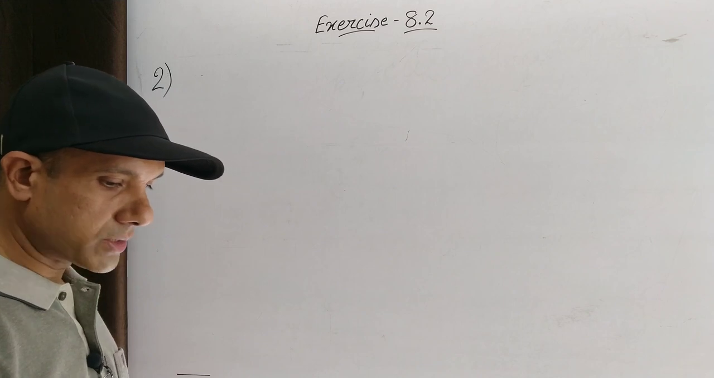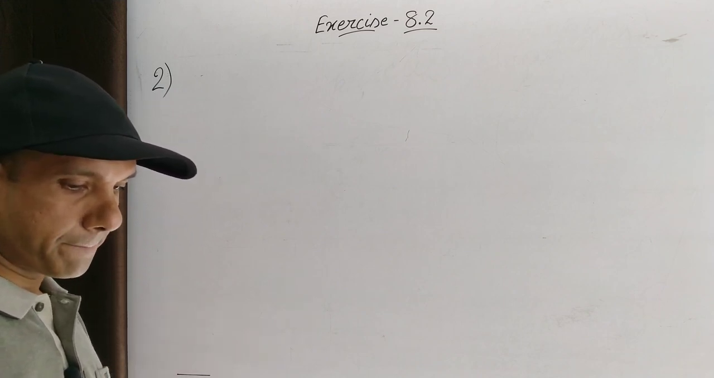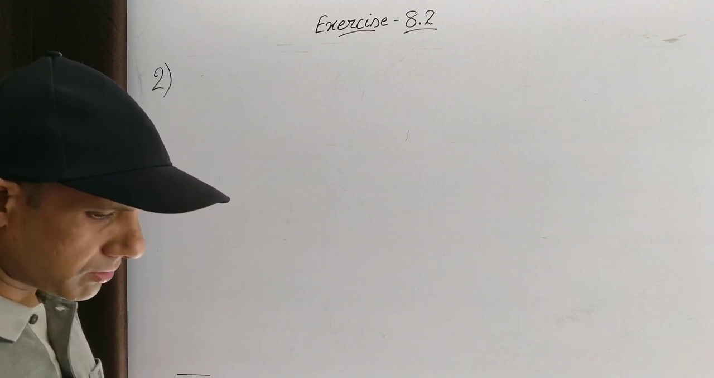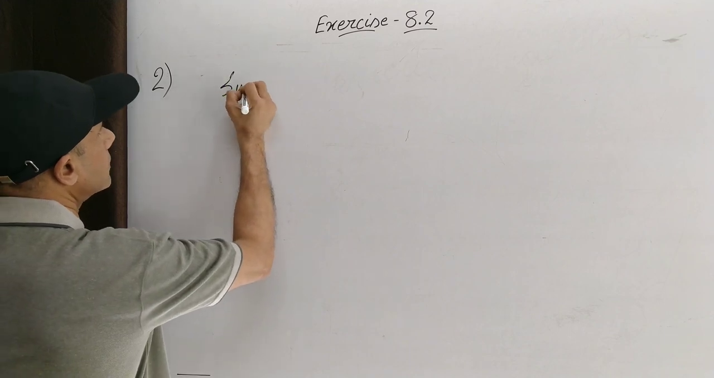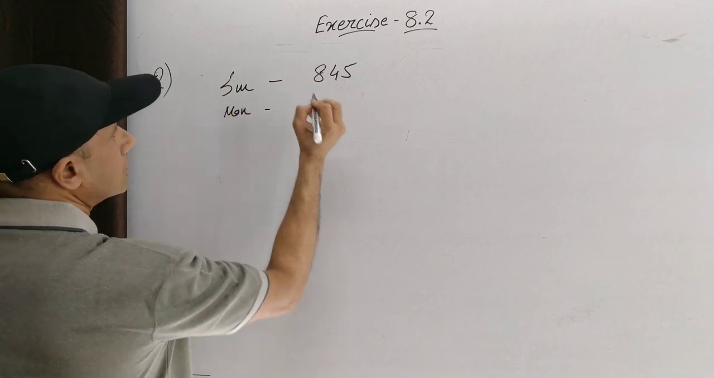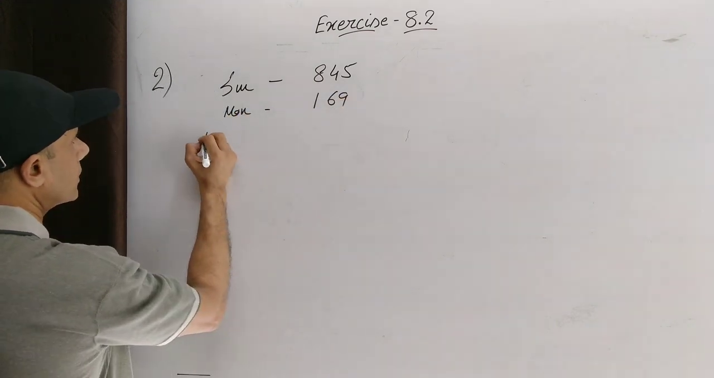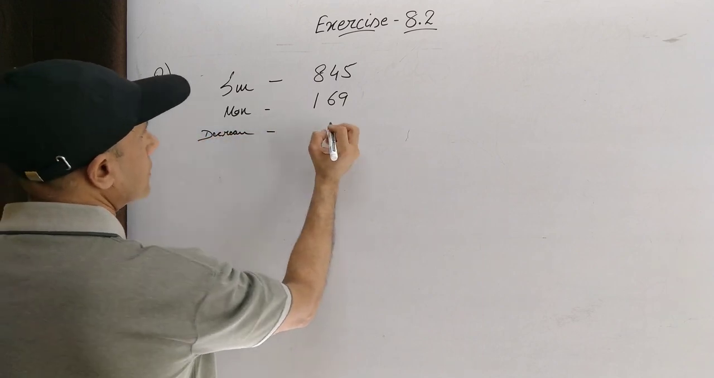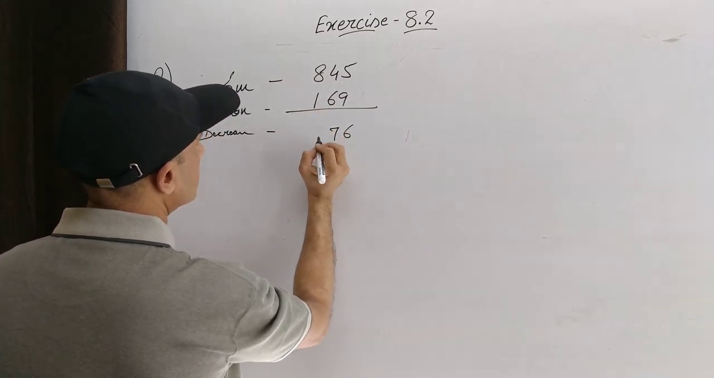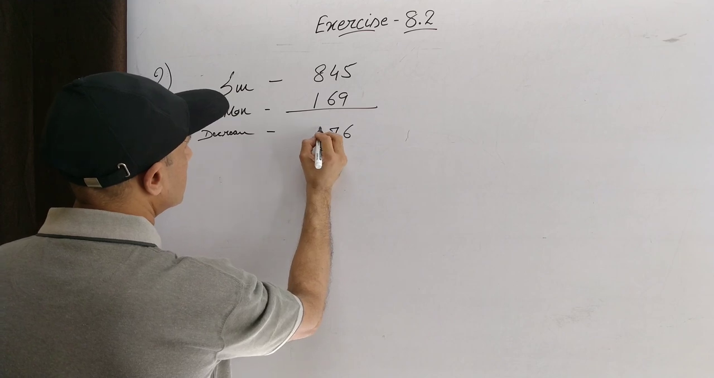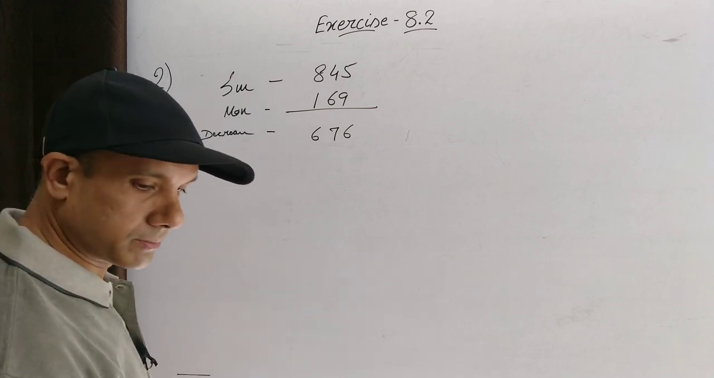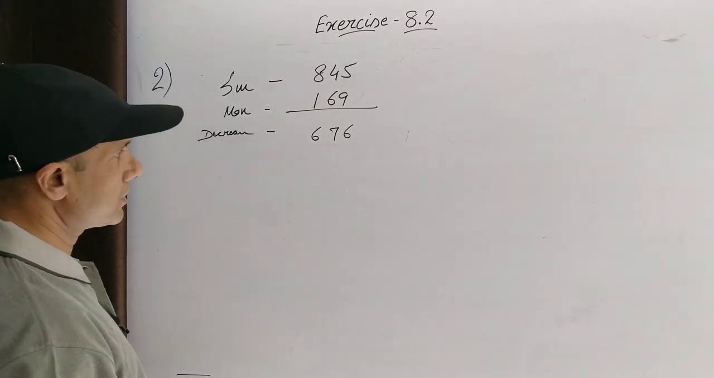Question number 2. On Sunday, 845 people went to the zoo. On Monday, only 169 people went. What is the percentage decrease in the people visiting the zoo on Monday? So, on Sunday, 845 people went to the zoo. On Monday, 169 people went to the zoo. So, decrease is 845 minus 169, that is 676 people went less on Monday.